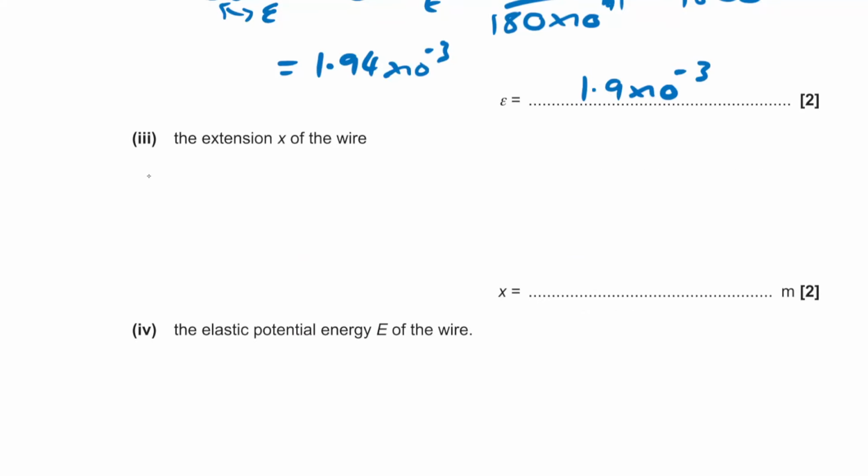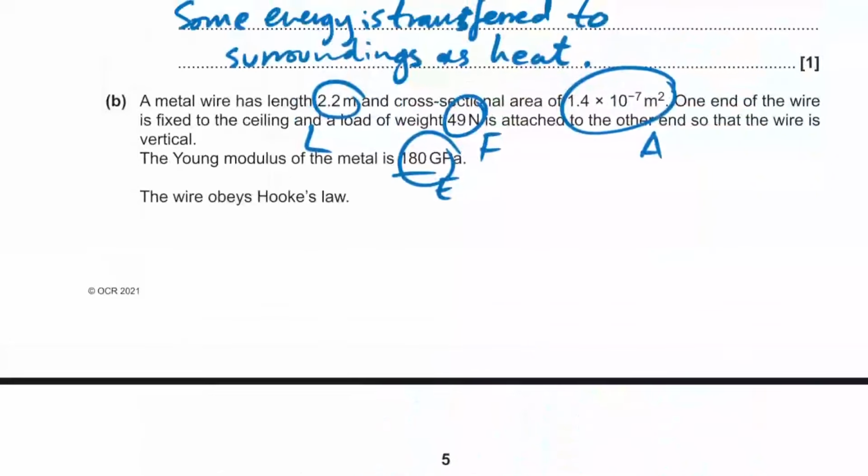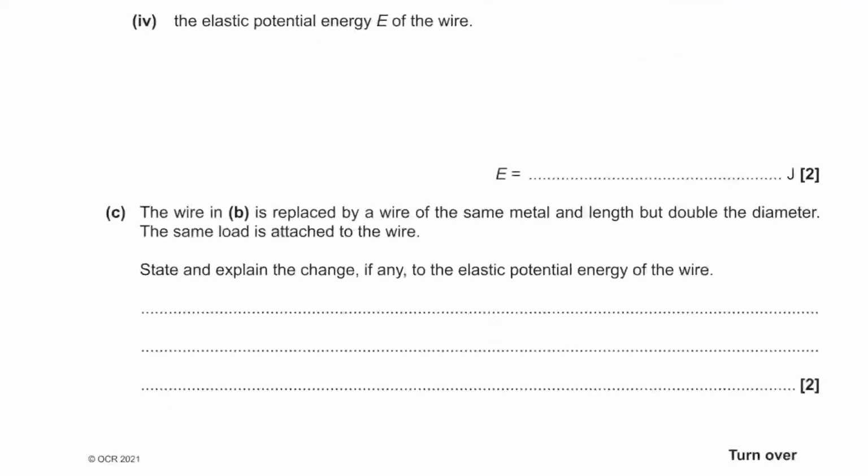The extension, well, we know that strain is equal to change in length over original length. Therefore, extension is just going to be equal to strain times the original length. So that's 1.9 times 10 to the minus 3 times, what was the original length? 2.2. So it's going to be roughly 4. So that's 4.2 times 10 to the minus 3 meters, 4 mil.